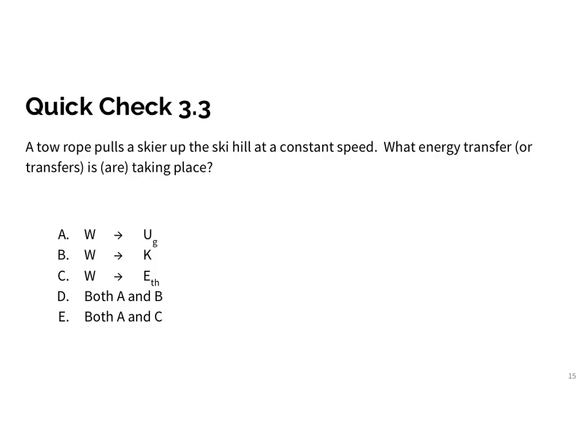All right, we've got a quick check. A tow rope pulls the skier up a hill at a constant speed. What energy transfer is taking place? Well, the tow rope is doing work to bring you up the hill, so it's giving you potential energy. There's also some speed associated with that, so you're also getting kinetic energy as you go up the hill.